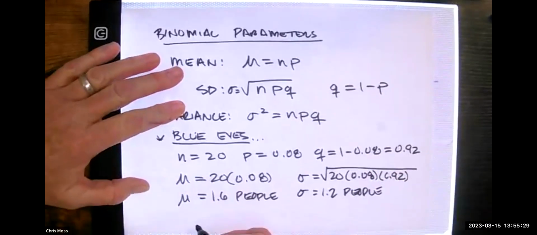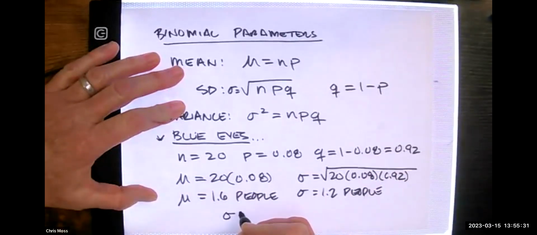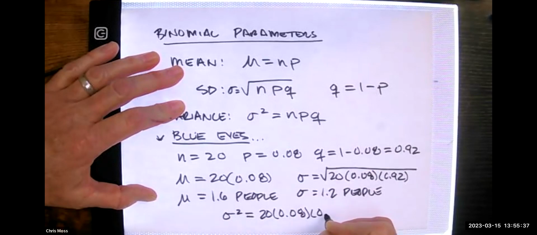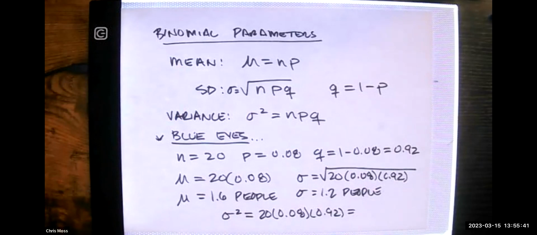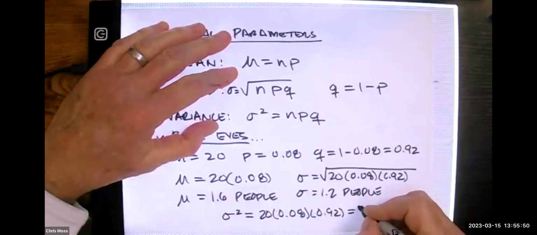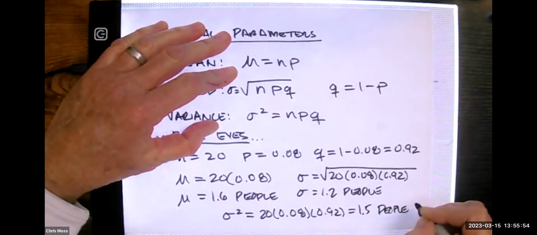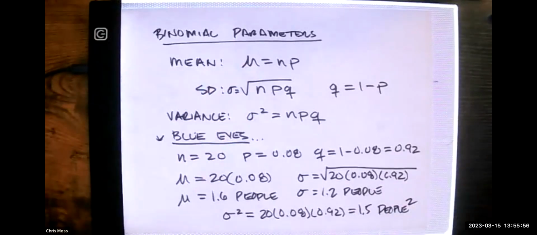If I want to find the variance, that's sigma squared. That's 20 times 0.08 times 0.92. And I get a 1.5 when I round to one decimal place. People squared.